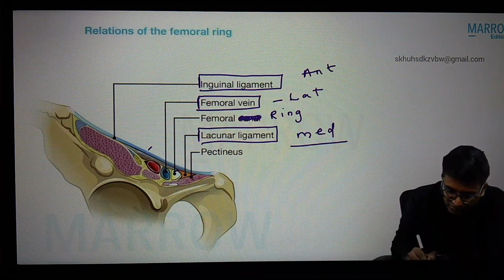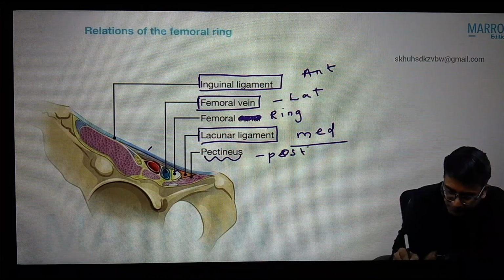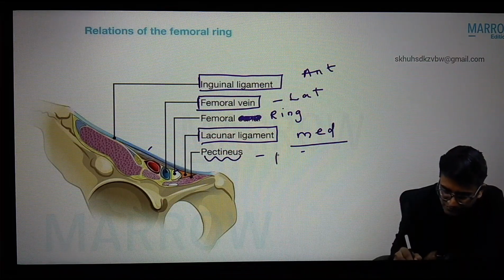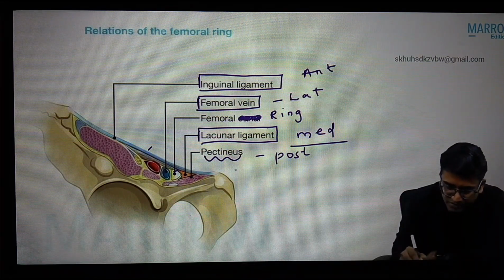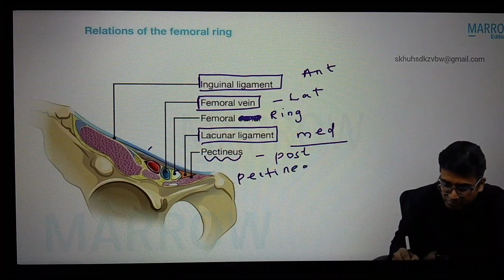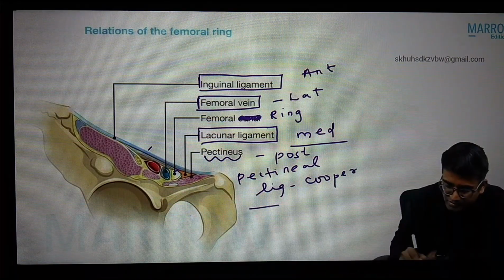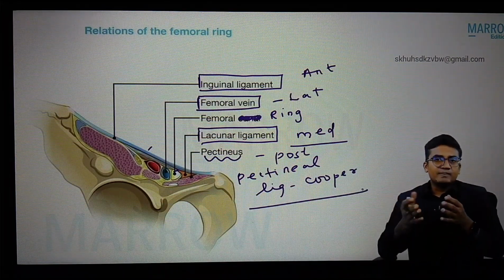Behind the femoral ring, we have a muscle. What muscle? Pectineus muscle, posteriorly. And it is also formed by one more ligament behind the muscle, that is the pectineal ligament of Cooper, Cooper's ligament. Now, this is the boundary for the femoral ring.